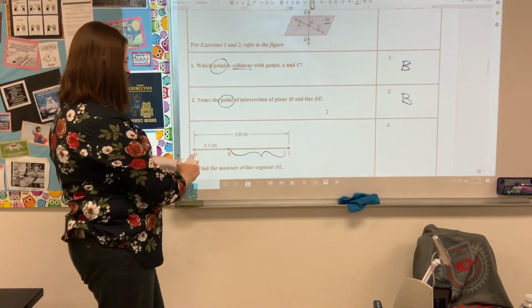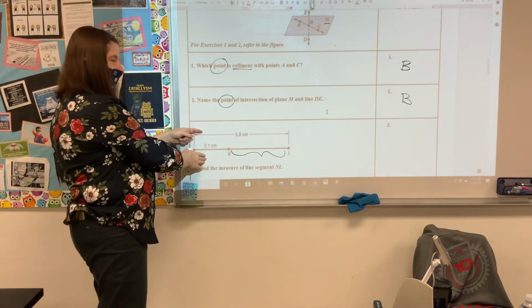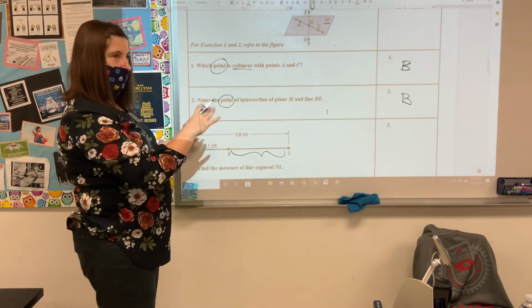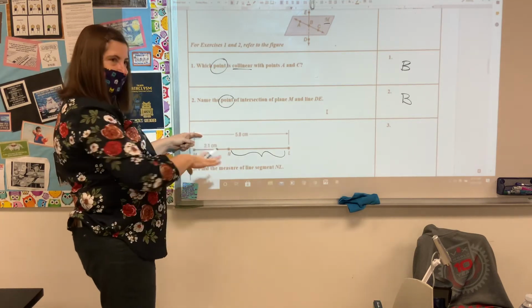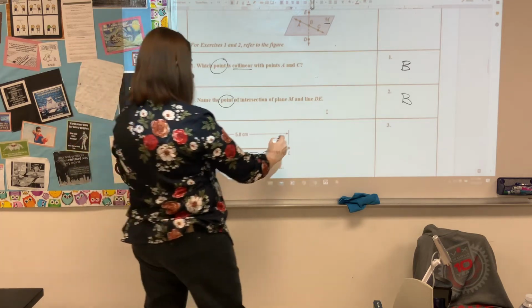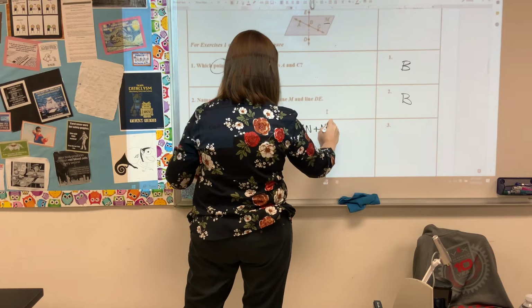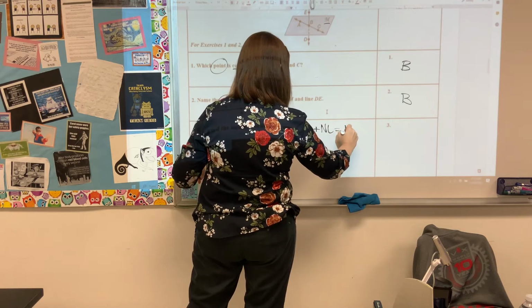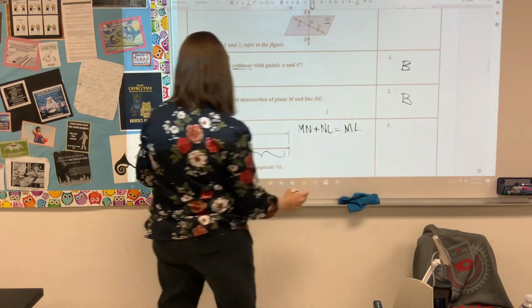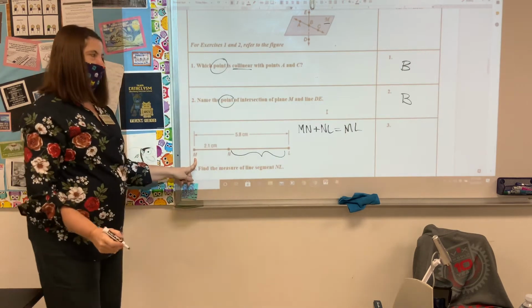Okay. Now, this ends up being similar to something later on, but they make it sound a little bit more complicated. But I'm going to show you how this is this simple, okay? And how you're going to use the same thing later on in the test, because this is like saying MN plus NL equals ML. Does that make sense to you?